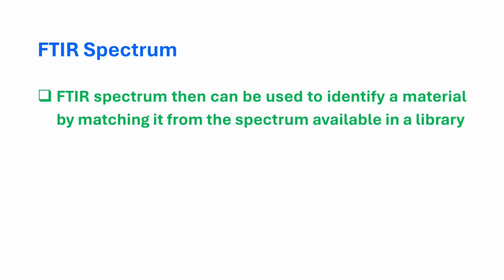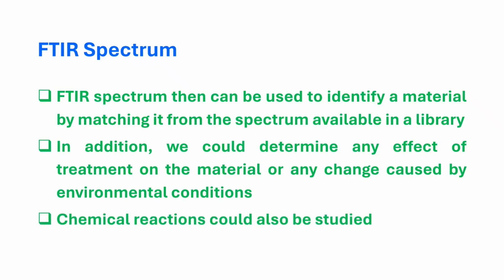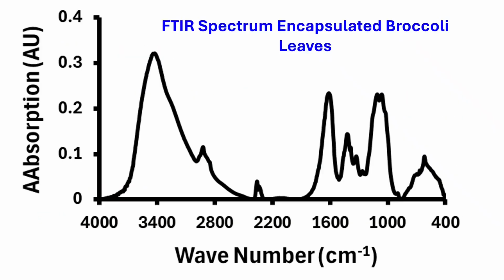An FTIR spectrum can then be used to identify a material by matching it with the spectra available in a library. In addition, we could determine any effect of treatment on the material or any change caused by environmental conditions. Chemical reactions could also be studied. We could go through an FTIR spectrum of encapsulated broccoli leaves. As discussed earlier, each peak indicates a specific chemical bond in the molecules present in the extract.